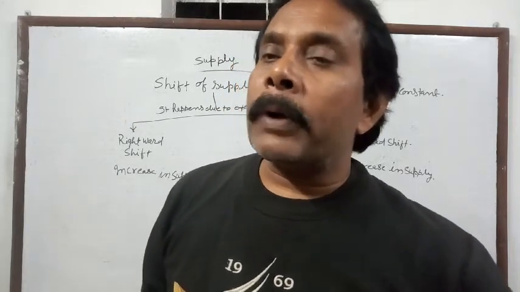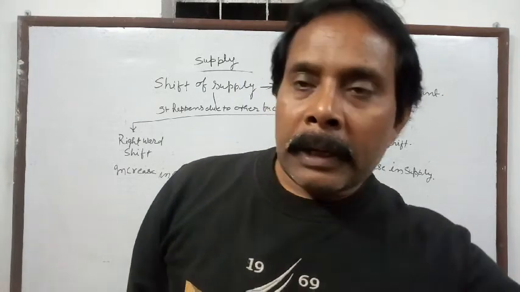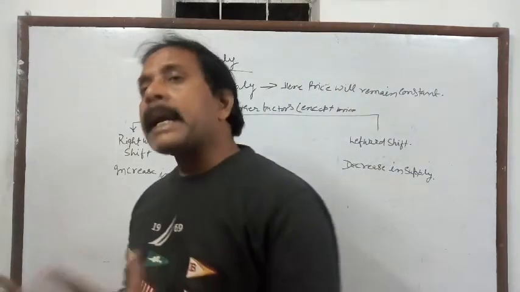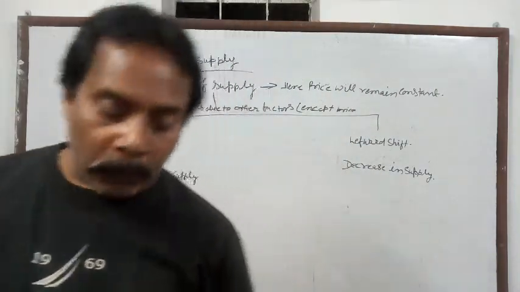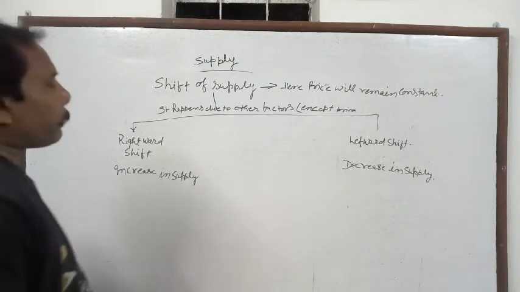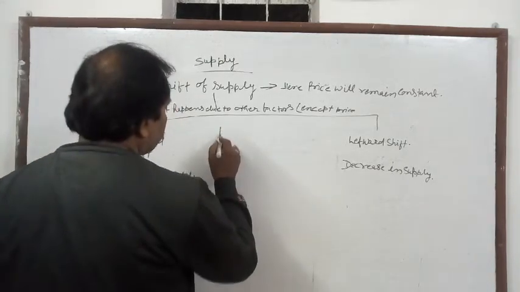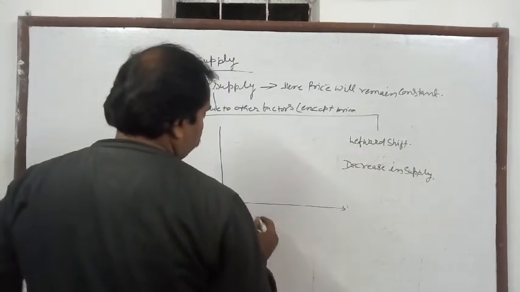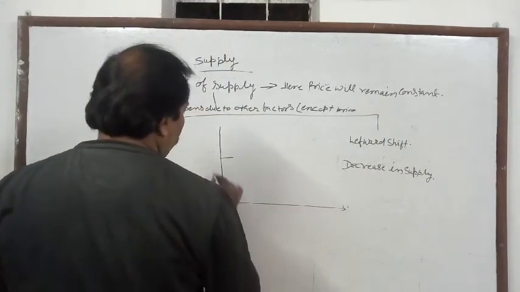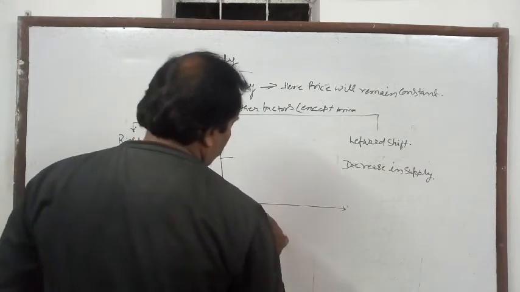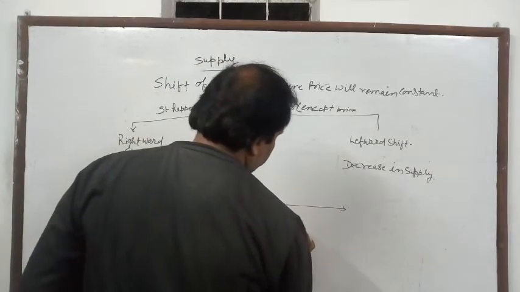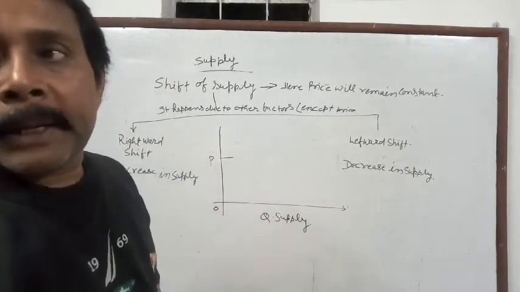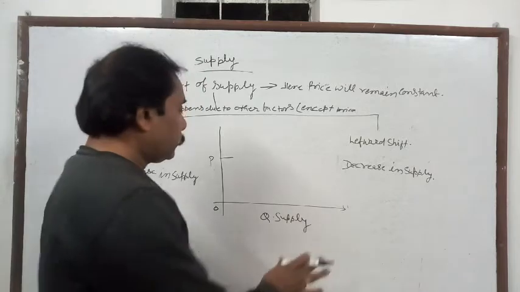Okay, so leftward means left hand side. If the supply moves towards the left hand side, it can also be explained with the help of the following diagrams. So suppose this is the price OP. This is the quantity supplied. Okay, so here I have taken quantity supplied.